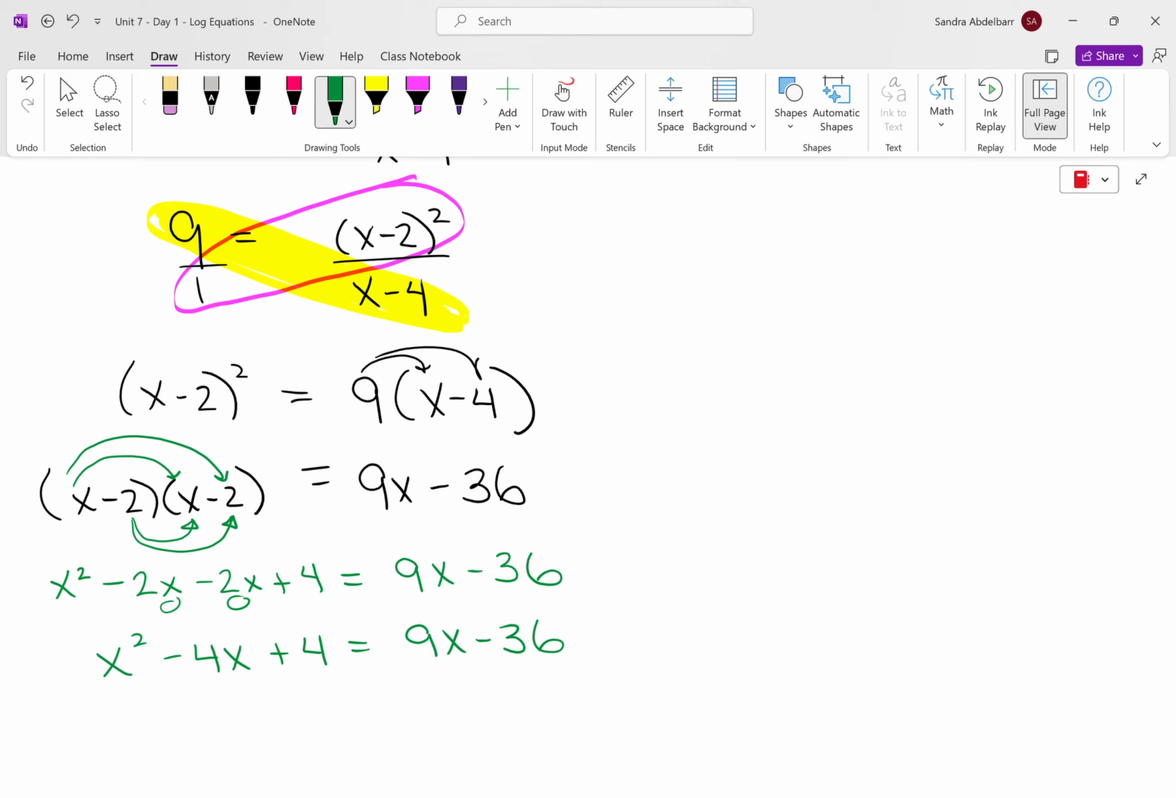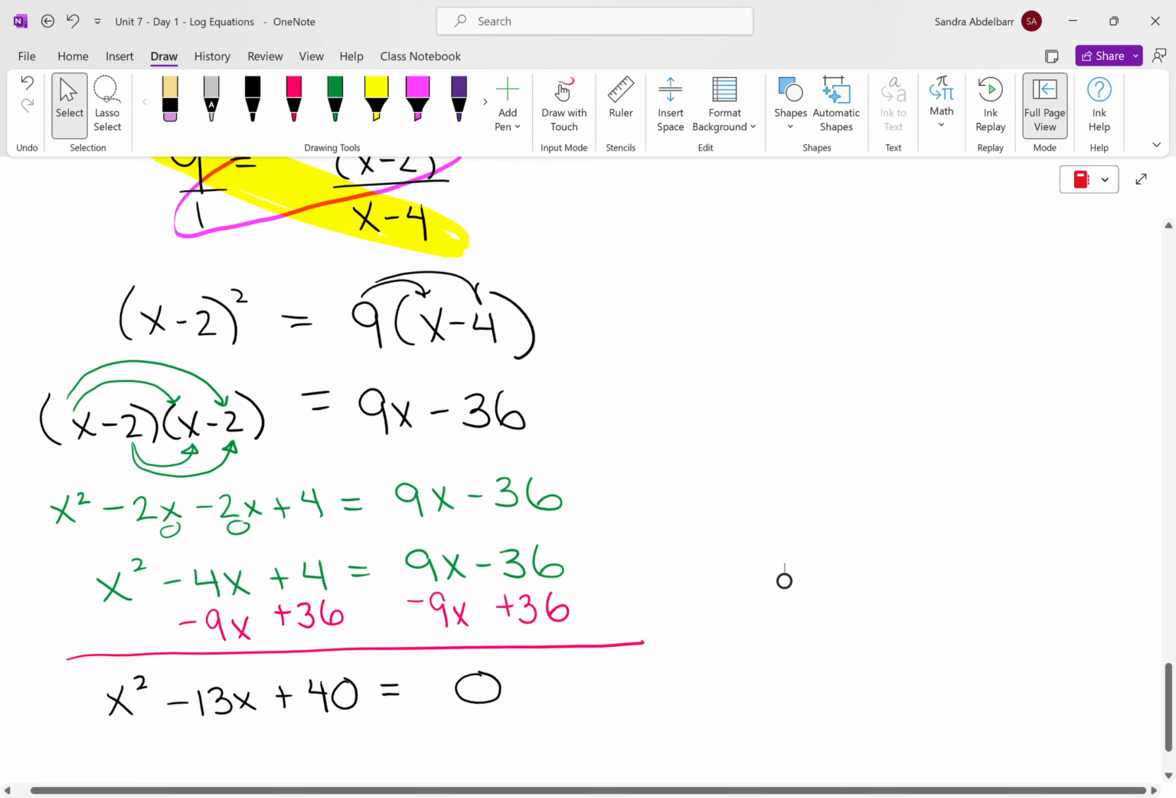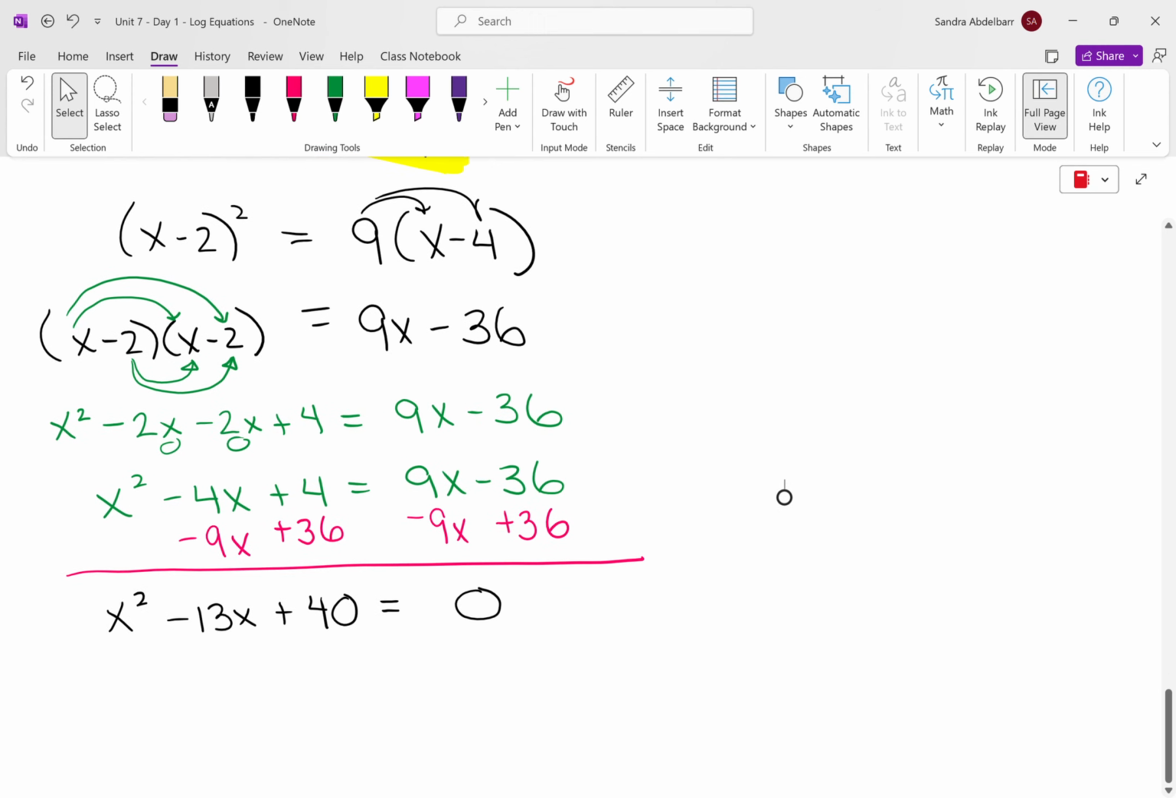I am going to have to factor. In order to factor, I need to set it equal to 0. So I'm going to subtract the 9x on both sides, and I'm also going to add the positive 36 to both sides. And when I do that, I get x squared minus 13x plus 40 equals 0. If I'm going too fast, just tell me to slow down.